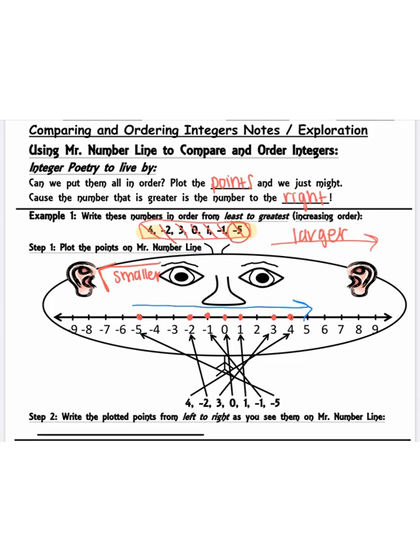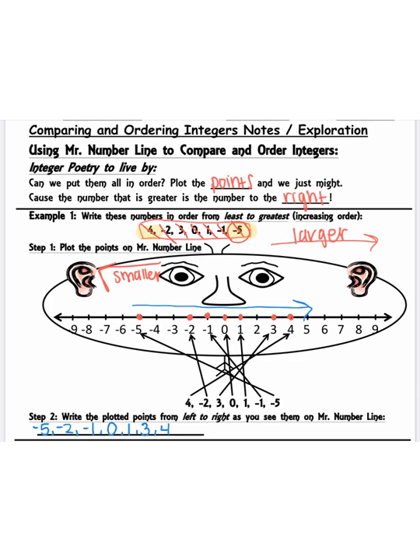So in order to write the plotted points from left to right, that's going to be from least to greatest. So if I write these, I would get -5, -2, -1, 0, 1, 3, and 4. That would be how I could order these from least to greatest.